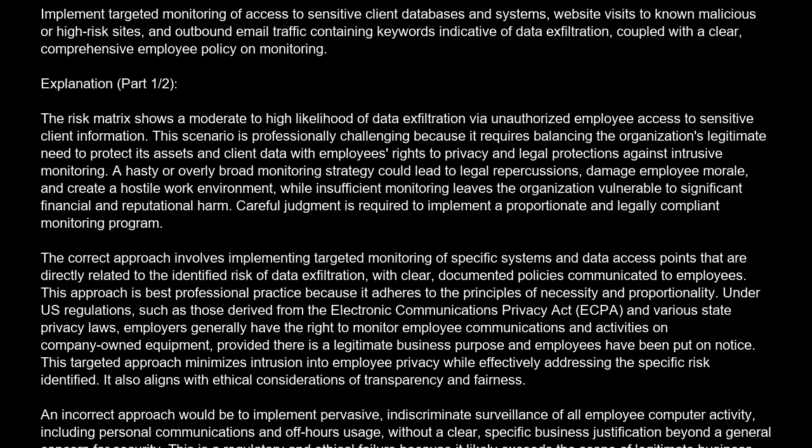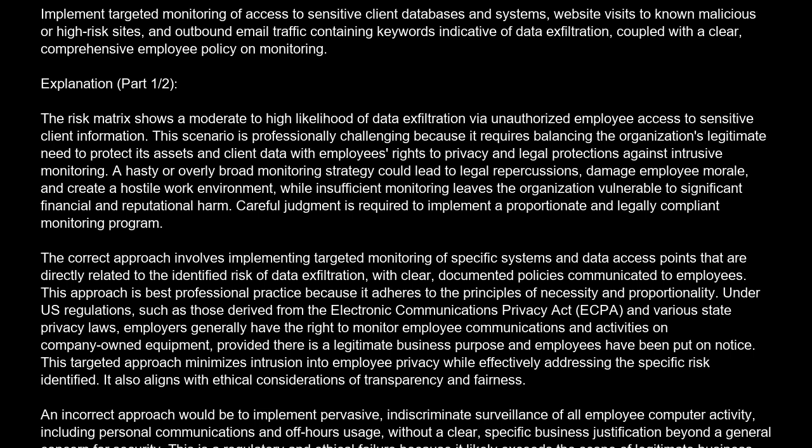Under U.S. regulations, such as those derived from the Electronic Communications Privacy Act (ECPA) and various state privacy laws, employers generally have the right to monitor employee communications and activities on company-owned equipment, provided there is a legitimate business purpose and employees have been put on notice. This targeted approach minimizes intrusion into employee privacy while effectively addressing the specific risk identified. It also aligns with ethical considerations of transparency and fairness.